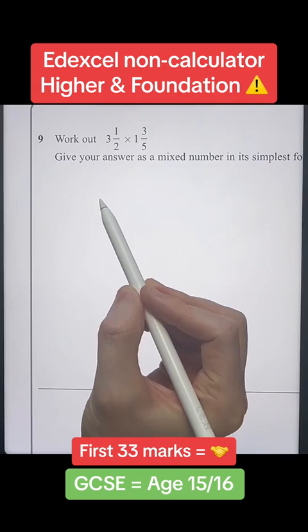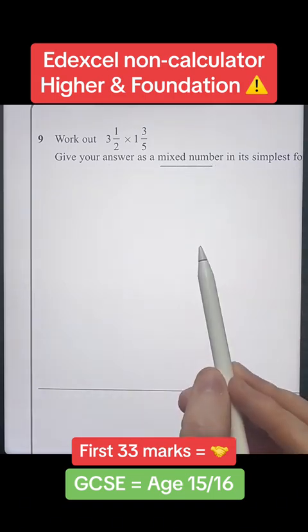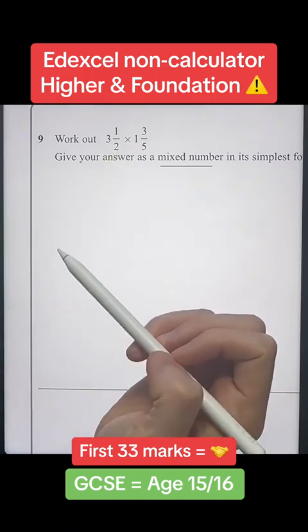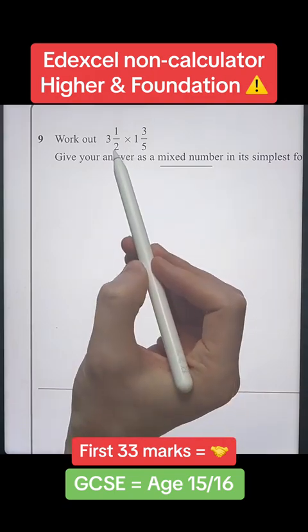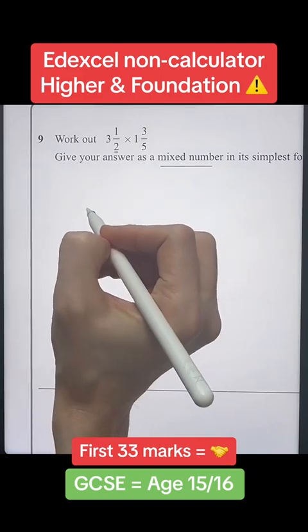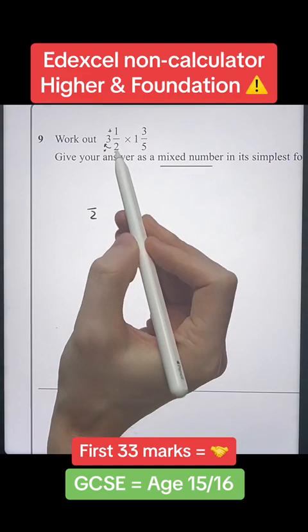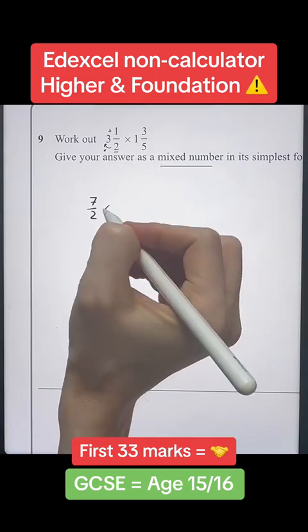Question 9. Work out 3 1/2 multiplied by 1 3/5. Give your answer as a mixed number in its simplest form. When multiplying mixed numbers, our first step is to convert any mixed numbers to top-heavy improper fractions. To do this, we always keep the denominator the same, in this case 2. We always multiply to the side and always add the number on the top. 2 times 3 is 6, and 6 add 1 gives us 7. Leave the multiplication sign alone.